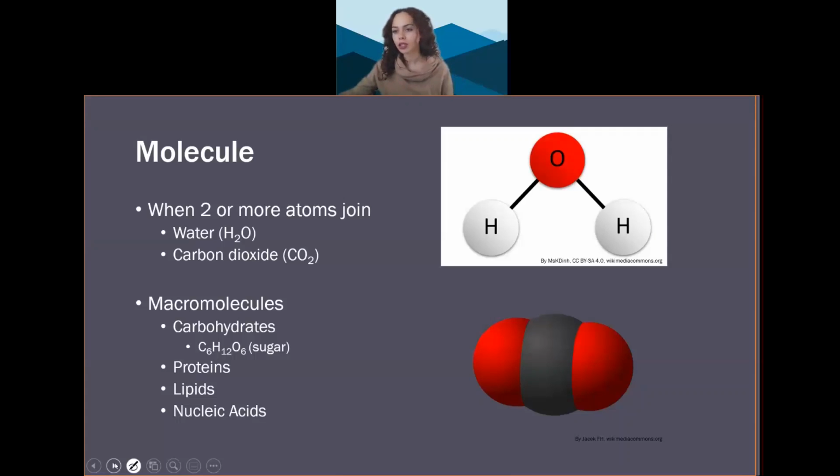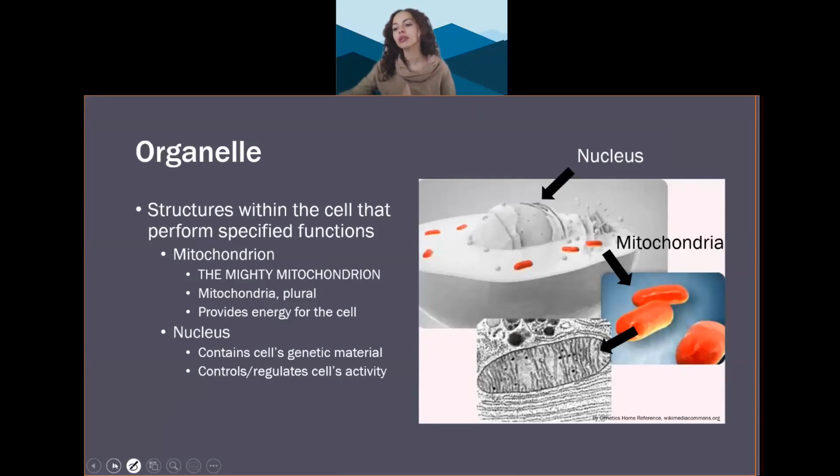Now, many molecules and macromolecules will come together to assemble a more complex level that includes organelles. I like to think of organelles as cute, tiny organs, or organs for the cell. They're structures found within cells with specified functions. The mitochondrion is an example of one type of organelle, known as the mighty mitochondrion, because it's the powerhouse of the cell. Its function is to produce energy.